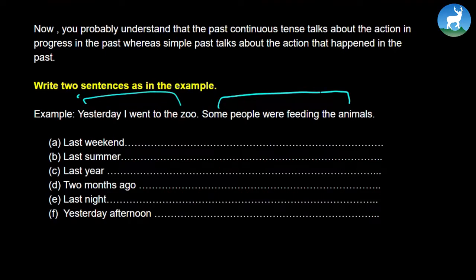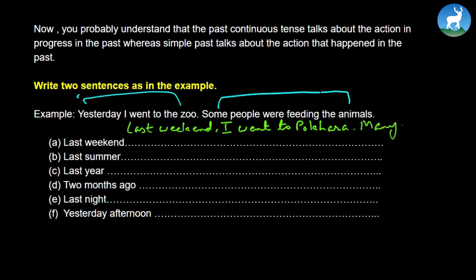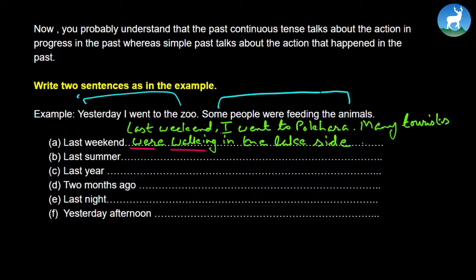Okay, so let's go with number A. Last weekend I went to Pokhara. Now make sure the second sentence is past continuous. Last weekend I went to Pokhara. Now the second part must be past continuous. I saw many tourists were walking in the lake side. Many tourists were walking in the lake side. Right? Were walking. I went.